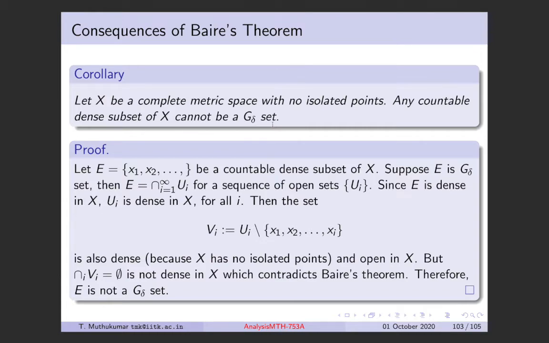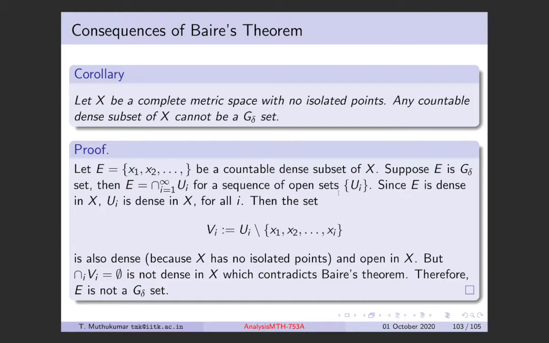So let's start with a contradiction. Let E be the countable dense subset of X. We need to show that it cannot be a G delta set. So let E be a countable dense subset of X, and suppose E is a G delta set. A G delta set means it's a countable intersection of open sets. So E is a countable intersection of open sets.